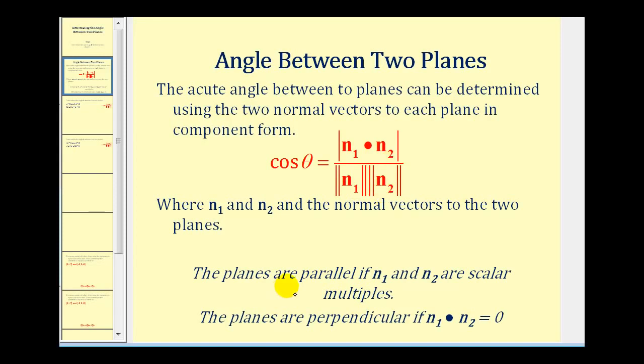A couple things we do have to remember. If the planes are parallel, then the two normal vectors will be scalar multiples of one another. And also, if the planes are perpendicular, then the dot product of the two normal vectors will equal 0. Let's go ahead and take a look at an example.